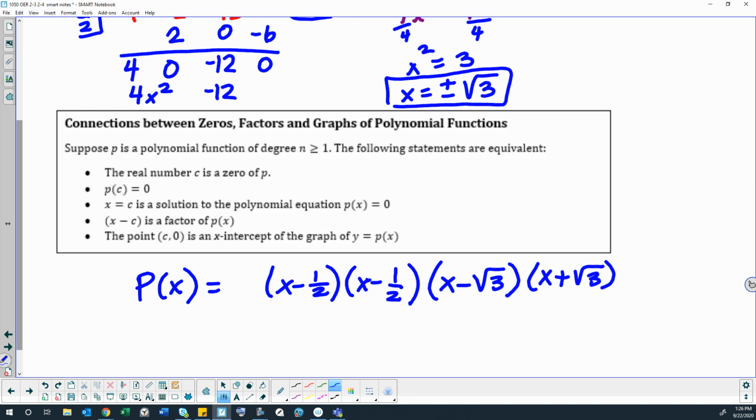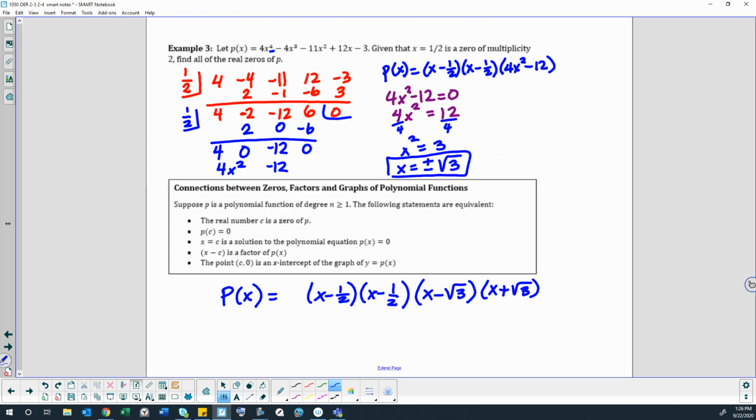Now, if we want it to be our original problem, it has a 4. So in order to make it our original problem, the 4 that we took out during this step here, we would need to also include a 4 at the beginning of our problem. That doesn't change any of our zeros. The zeros are still 1/2, 1/2, square root of 3, and negative square root of 3.